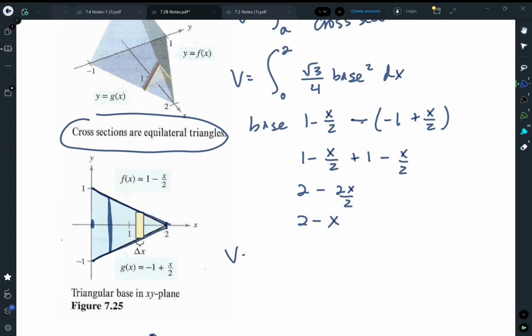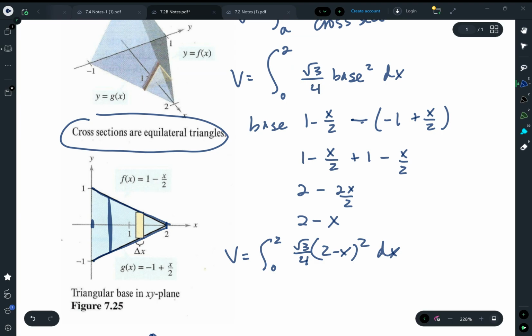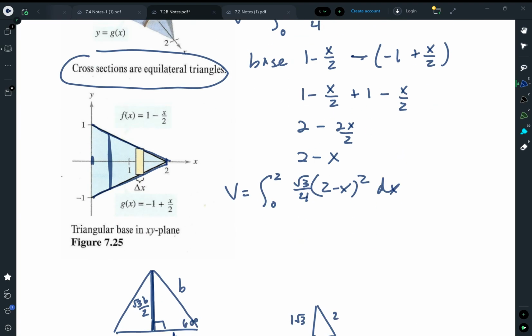Now let's put it all together. That means my volume is going to be the integral from 0 to 2 of root 3 over 4 times the quantity 2 minus x squared. I'd want to put my constant in front, and I would also want to expand that. A lot of what we end up integrating this chapter is just using the power rule, but that doesn't mean we can't make lots of silly errors.